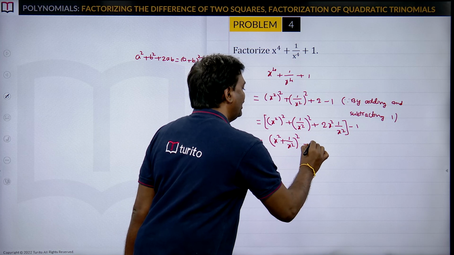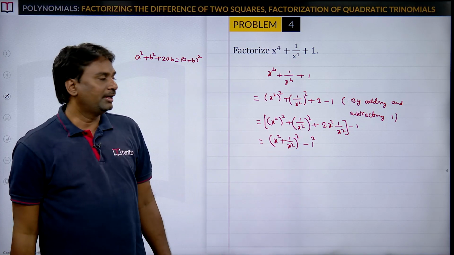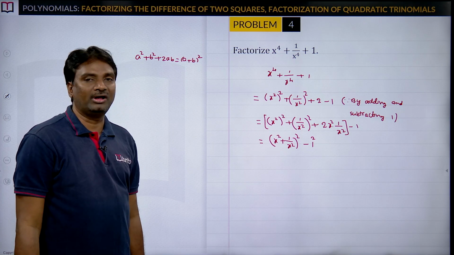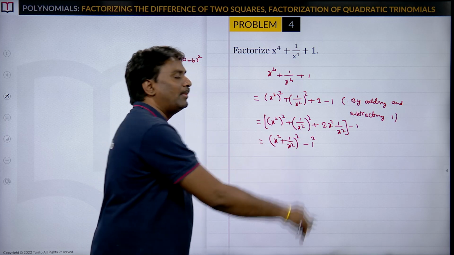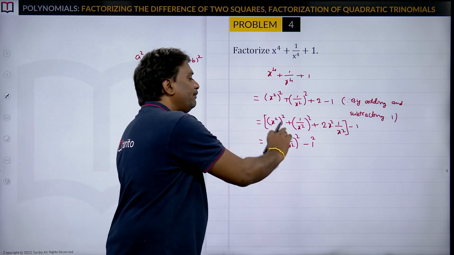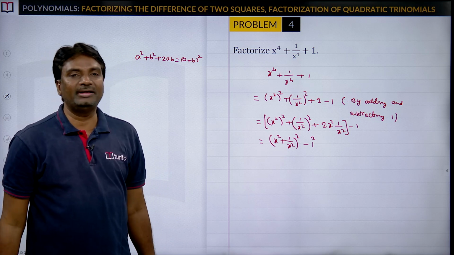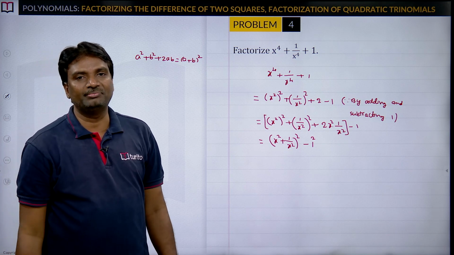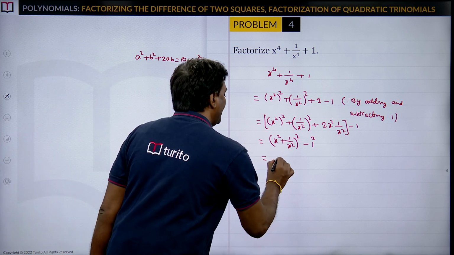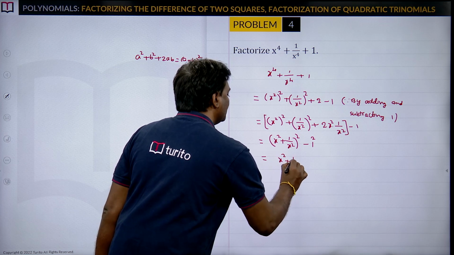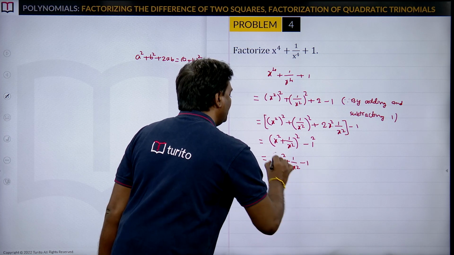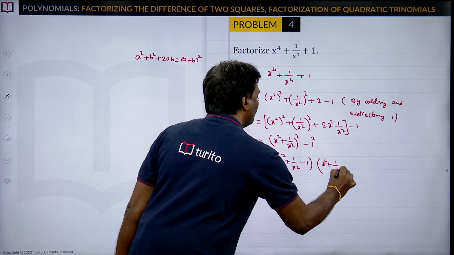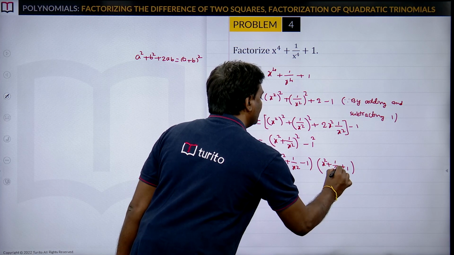Minus 1 is there, that 1 can be written as 1 square. X square plus 1 by x square whole square, minus 1 square. Now, clearly this is in the form of a square minus b square. In place of a we have x square plus 1 by x square. In place of b we have 1. So, apply the formula a square minus b square equal to a minus b into a plus b. A minus b, x square plus 1 by x square minus 1 into a plus b, x square plus 1 by x square plus 1.